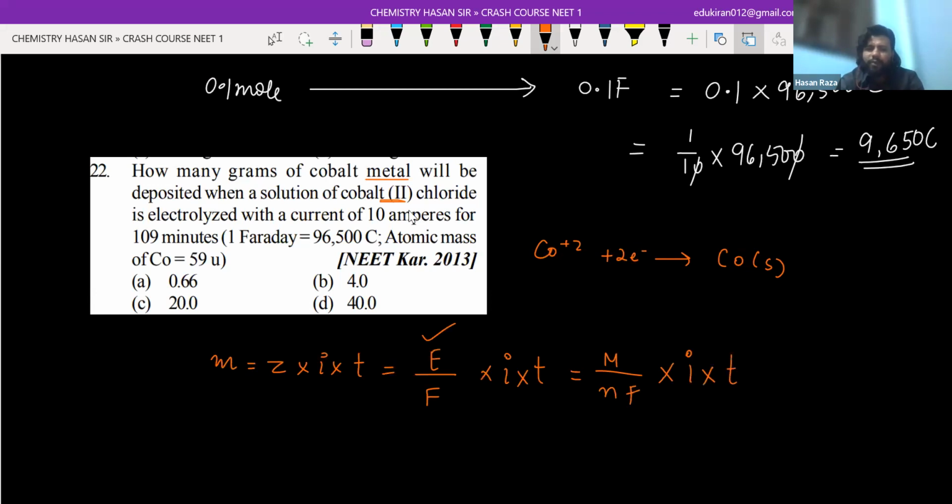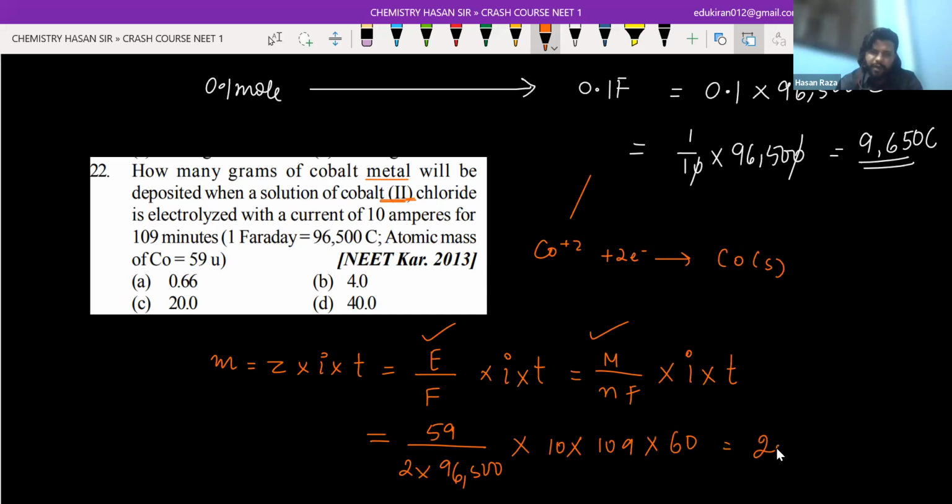n can easily be calculated because cobalt in parenthesis 2 means it is in +2 oxidation state. Molar mass is also given, I think 59. n is 2. Faraday's constant, you know, 96,500. I is 10 ampere, and time is 109 minutes, so you need to convert it into seconds. After that, if you solve it, you will get the answer 20 gram. So here the answer will be your C.